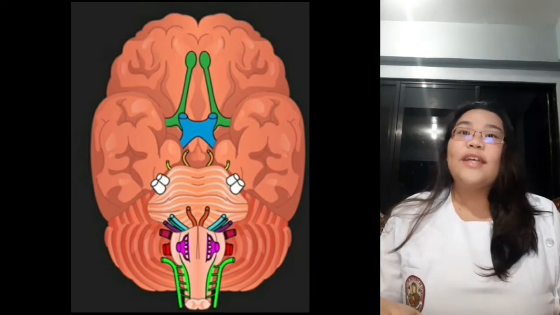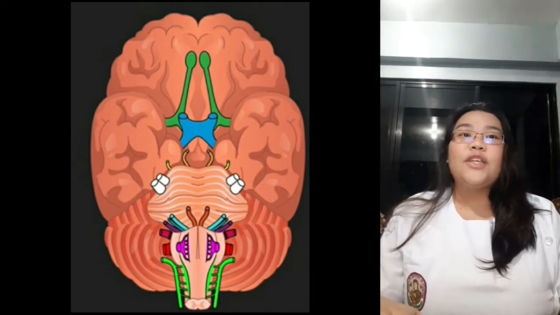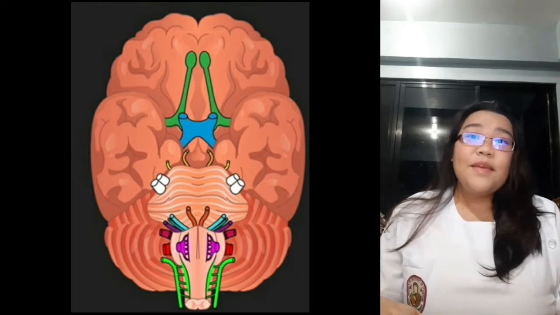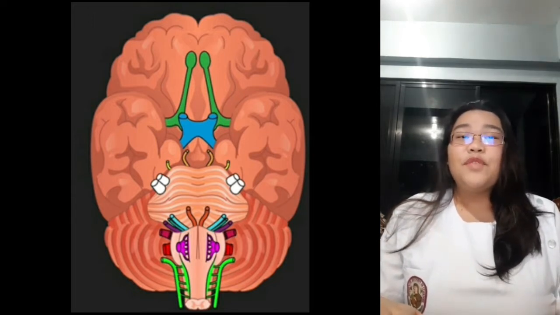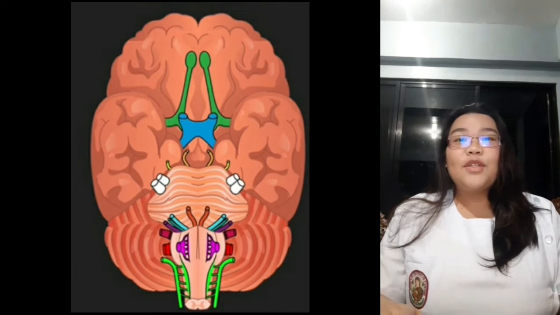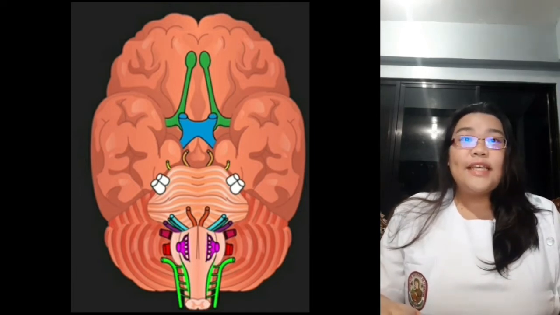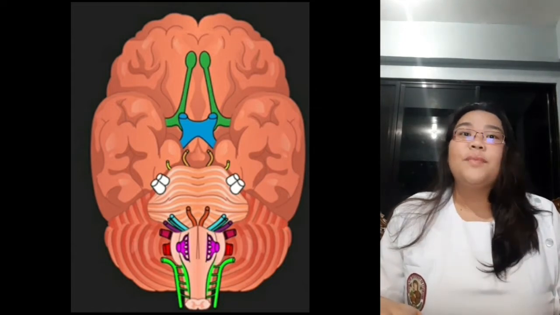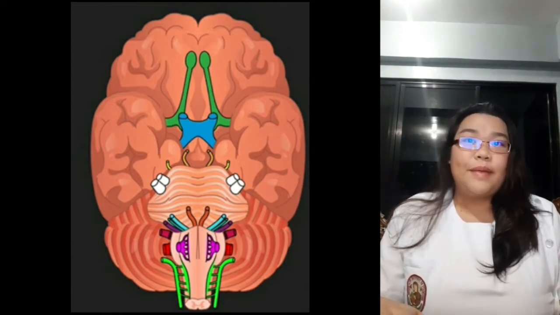Alright, so let's talk about what our cranial nerves are. As the name implies, the cranial nerves come off of the brain and brainstem. And there are actually 12 different cranial nerves that we have, and each one of these cranial nerves is paired and present on both sides of the body.